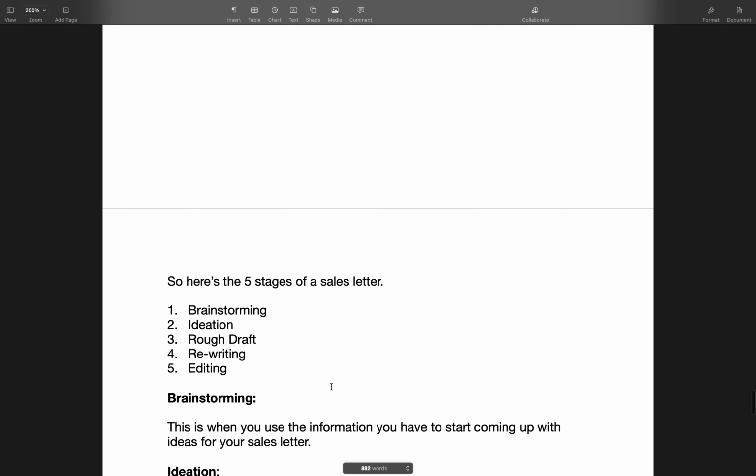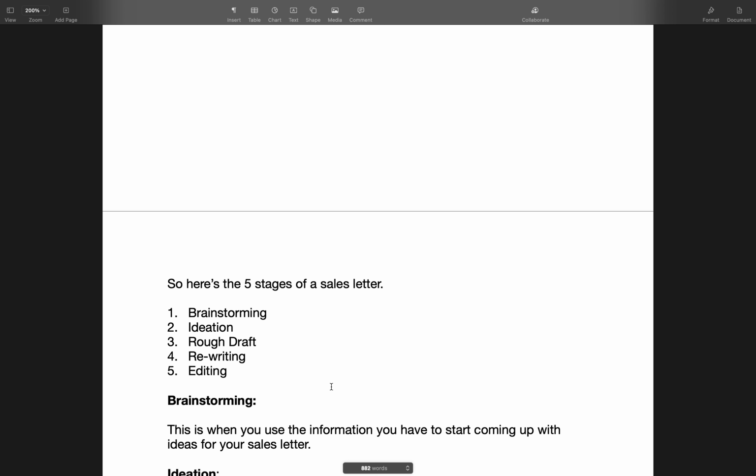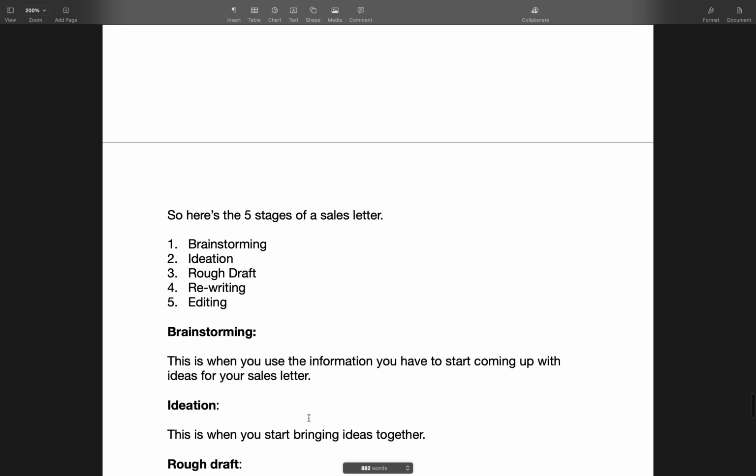So then you enter the 5 stages of a sales letter, which is brainstorming, ideation, the rough draft, the rewriting, and the editing. So brainstorming. This is after you've gathered your research and you have enough information and you are just chomping at the bit to start writing, right? When you actually have an overflow of ideas, not when you're struggling to come up with something. When you have an overflow of information, this is when you're going to start brainstorming. And this is when you have the information that you need to start coming up with ideas for your sales letter. The next thing is ideation.